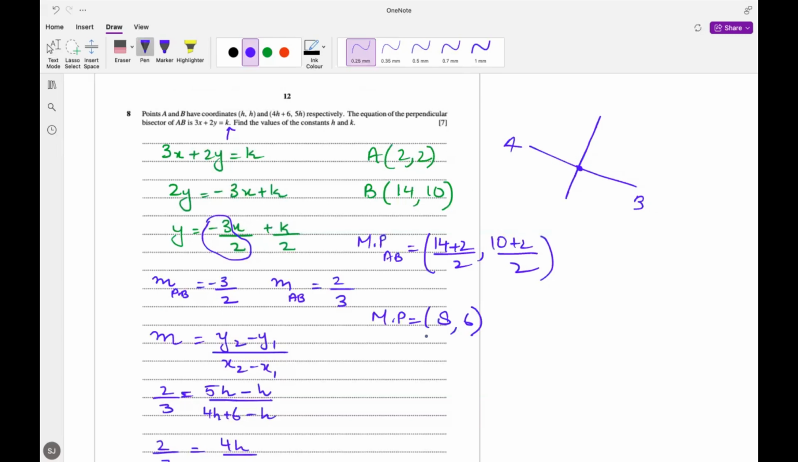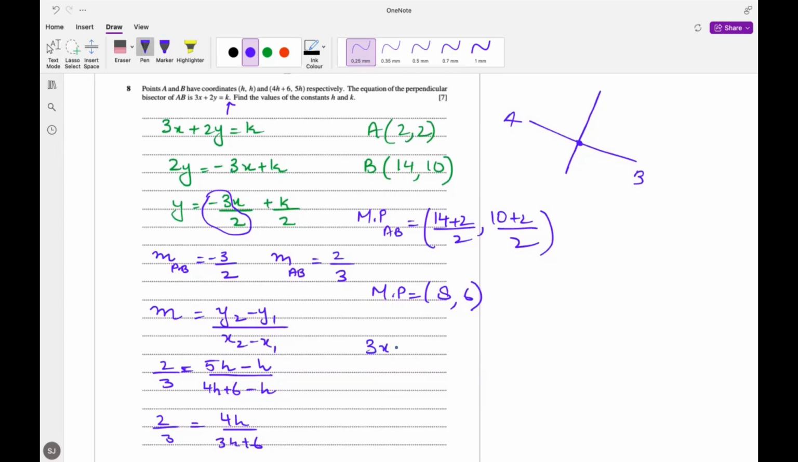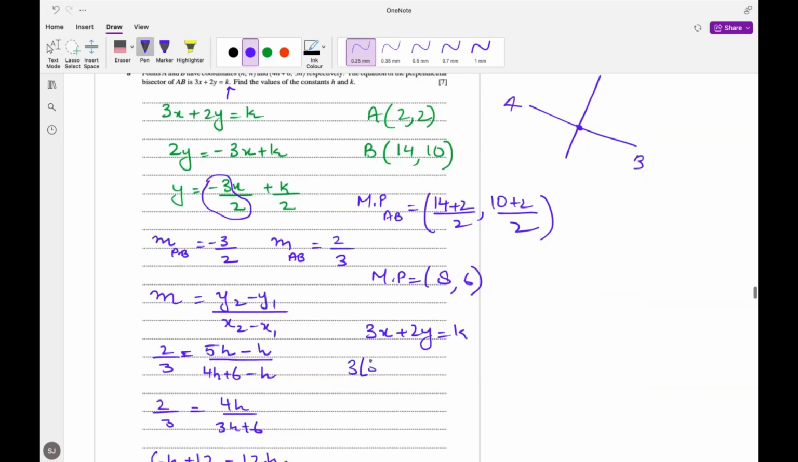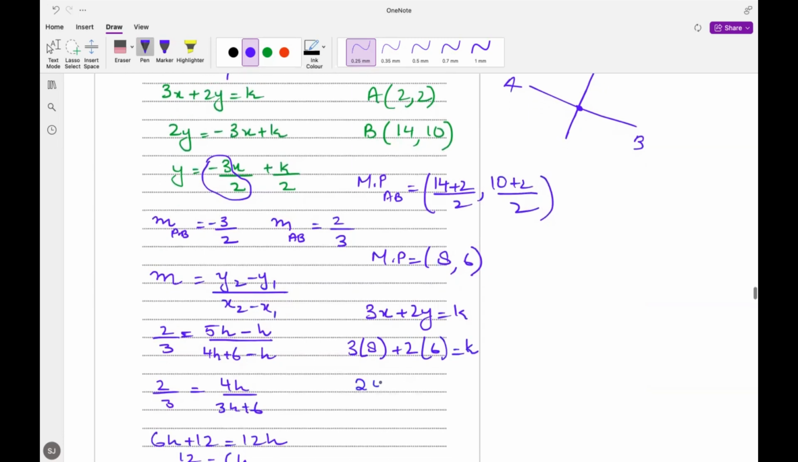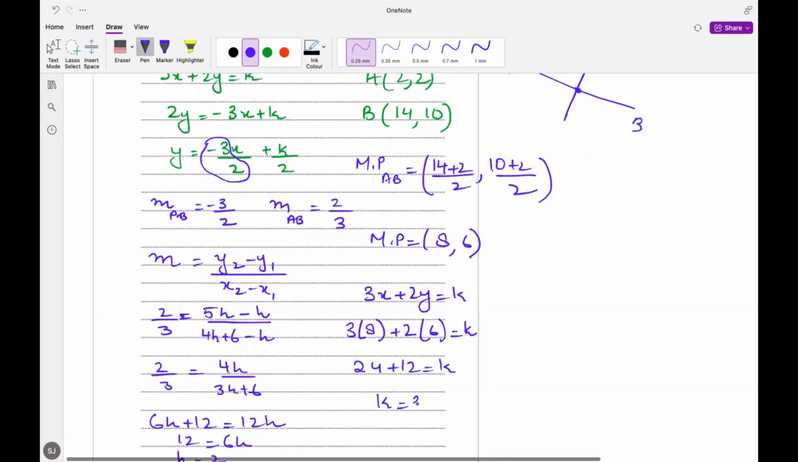Now, the point (8, 6) lies on the perpendicular bisector, and the equation of the perpendicular bisector is 3x plus 2y equals k. Substituting 8 in place of x, this will be 3 times 8 plus 2 times the value of y, which is 6. This will be equal to k. So this will be 24 plus 12. The value of k will be equal to 36.